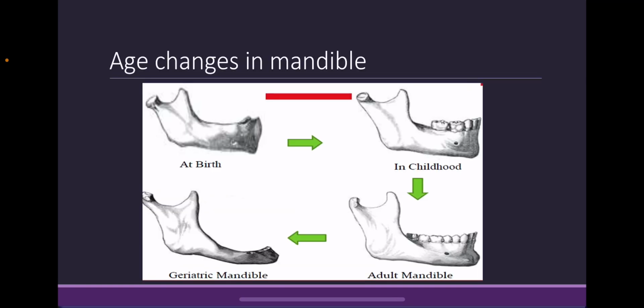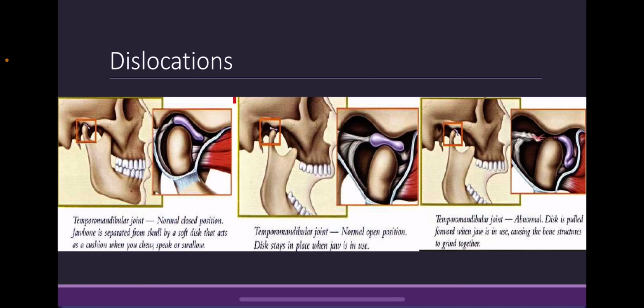With passing age, the shape of the mandible also changes. This is the shape of the mandible at birth, in childhood, the adult mandible, and the geriatric mandible. We have some complications in the mandible, such as dislocation, which happens in the temporomandibular joint.